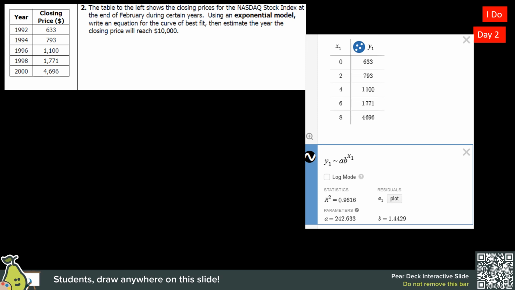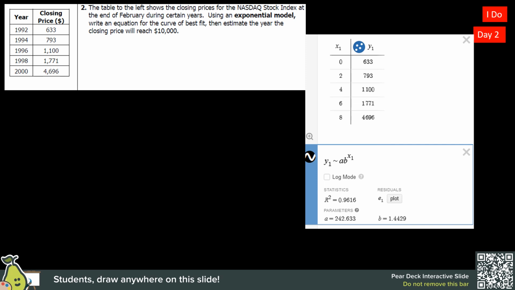And our last problem here. The table to the left shows the closing prices for the NASDAQ stock index at the end of February during certain years. Using an exponential model, write an equation for the curve of best fit, then estimate the year the closing price will reach $10,000.